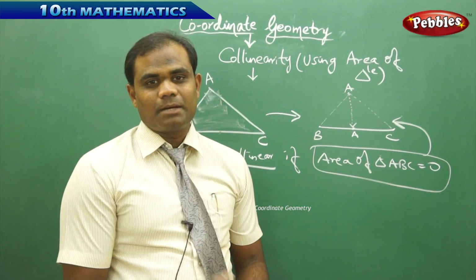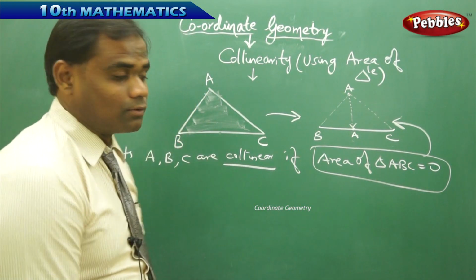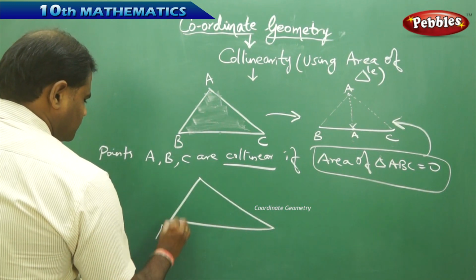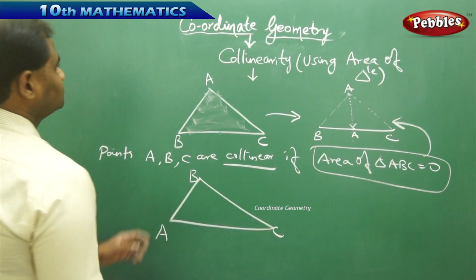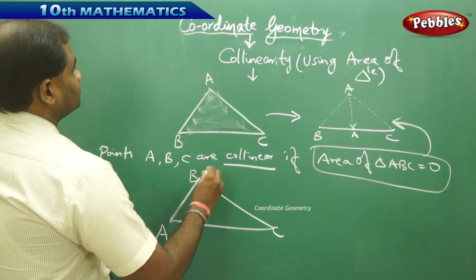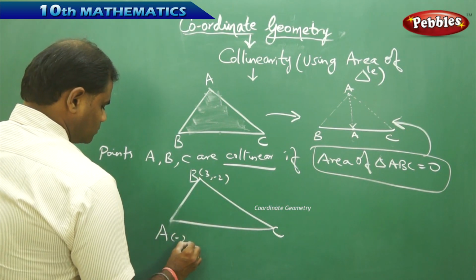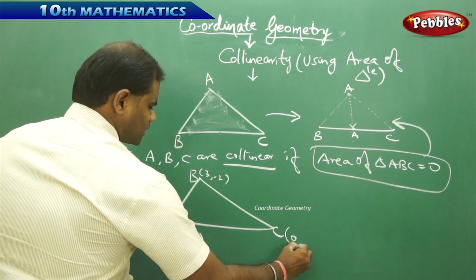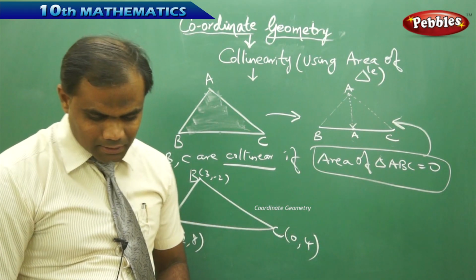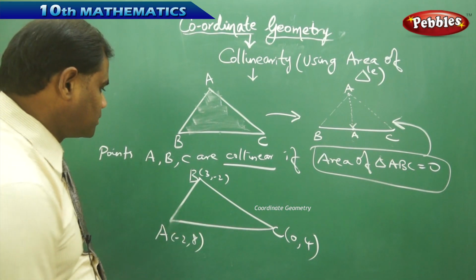Now let's take an example problem where the area of triangle ABC is 0. Say, for example, I take the triangle ABC with the vertices 3, -2, -2, 8 and 0, 4. Then clearly the area of this triangle is 0. Therefore, this triangle has collinear points.